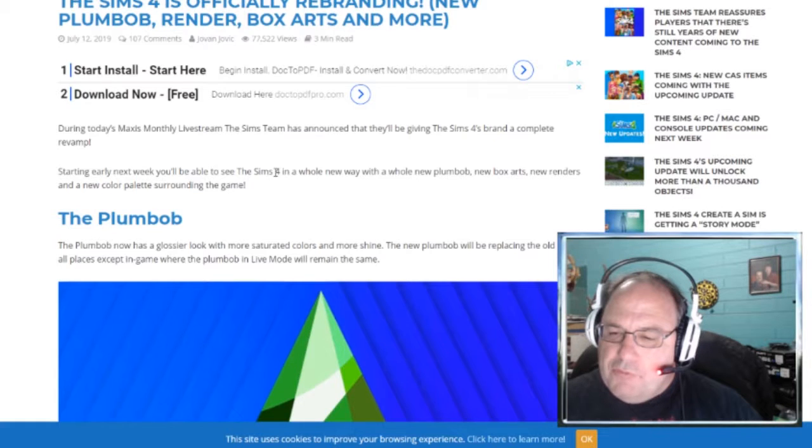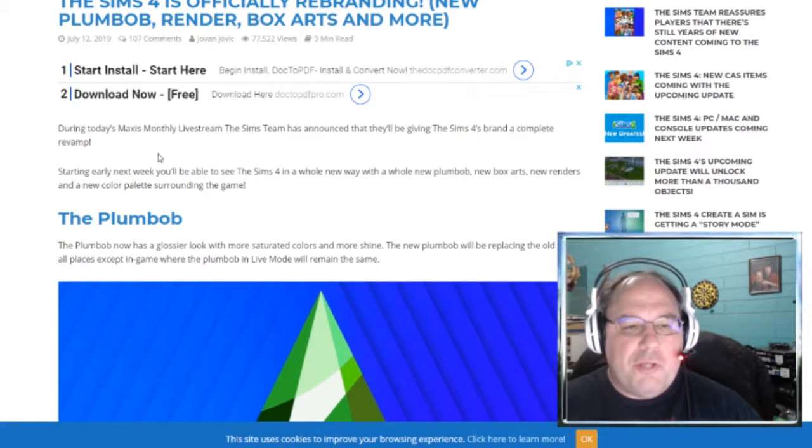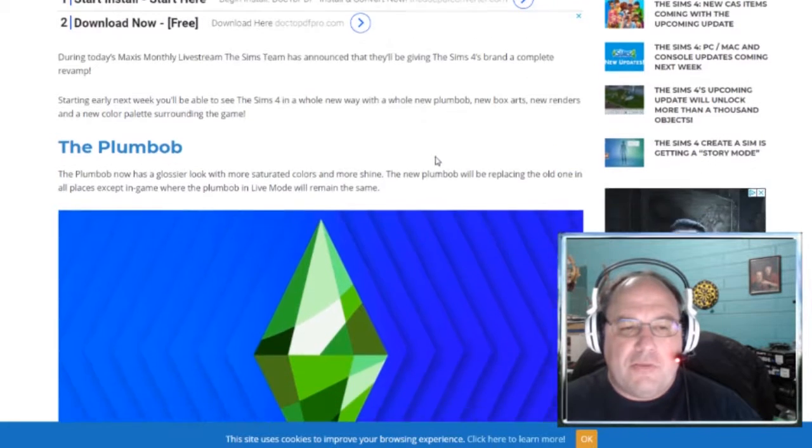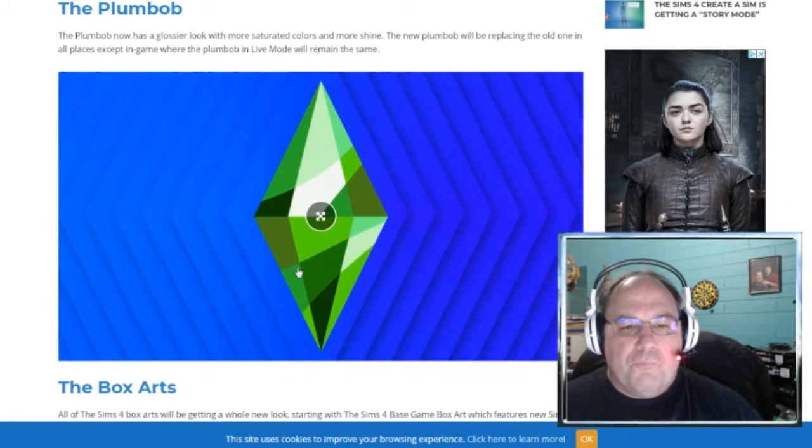Well, let's see. Based on this article, this could already be happening. But anyway, you'll be able to see The Sims 4 in a whole new way with a new Plumbob, new box arts, new renders, and a new color palette surrounding the game. So here is some of that. Oh, what is that? We'll find out here.